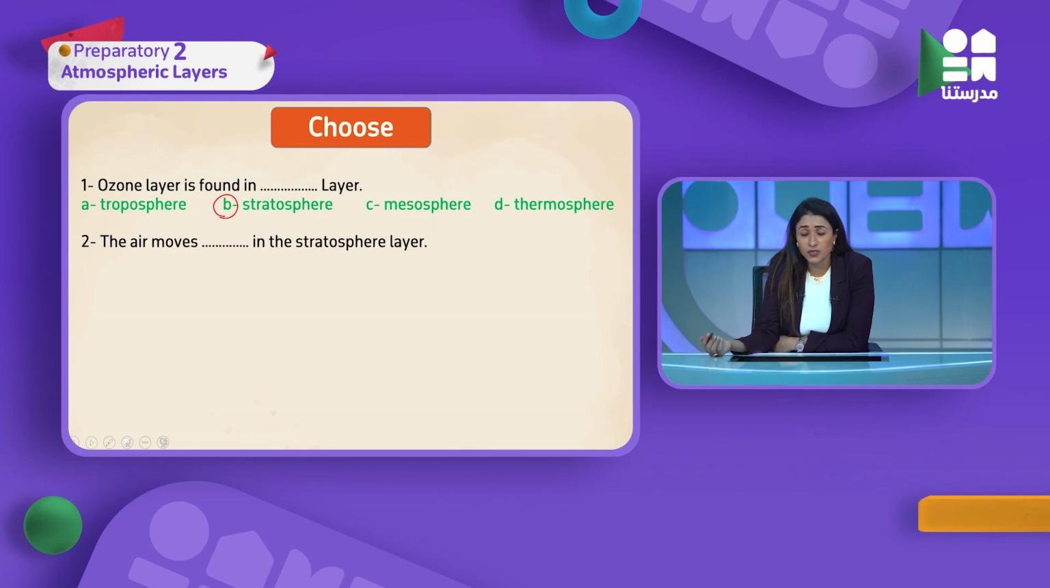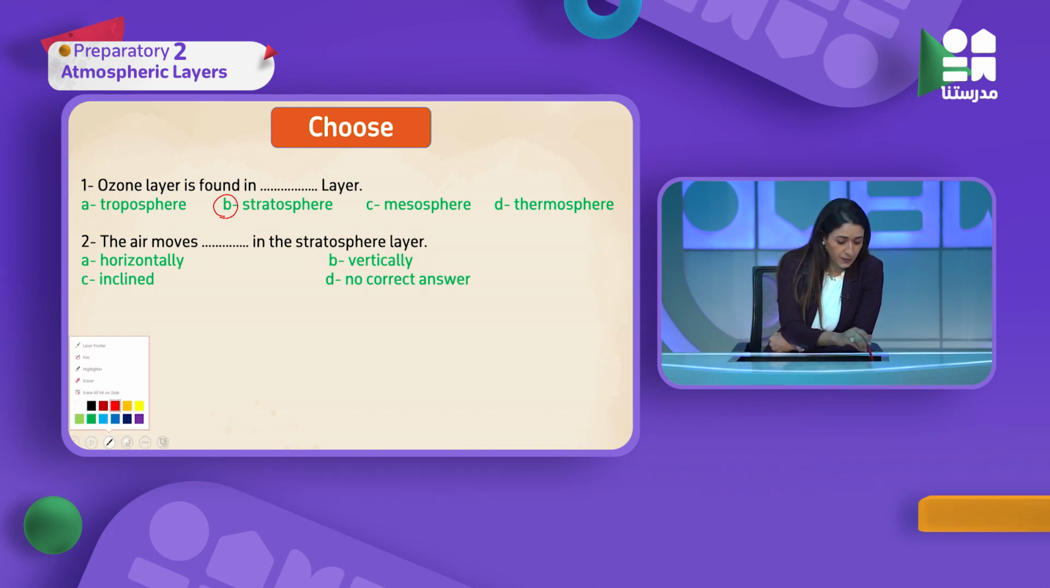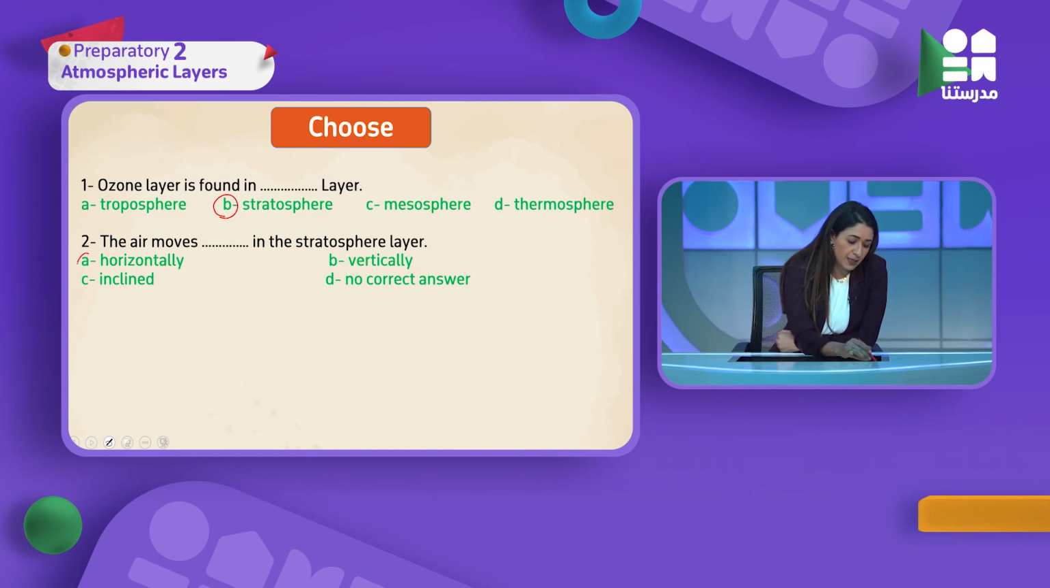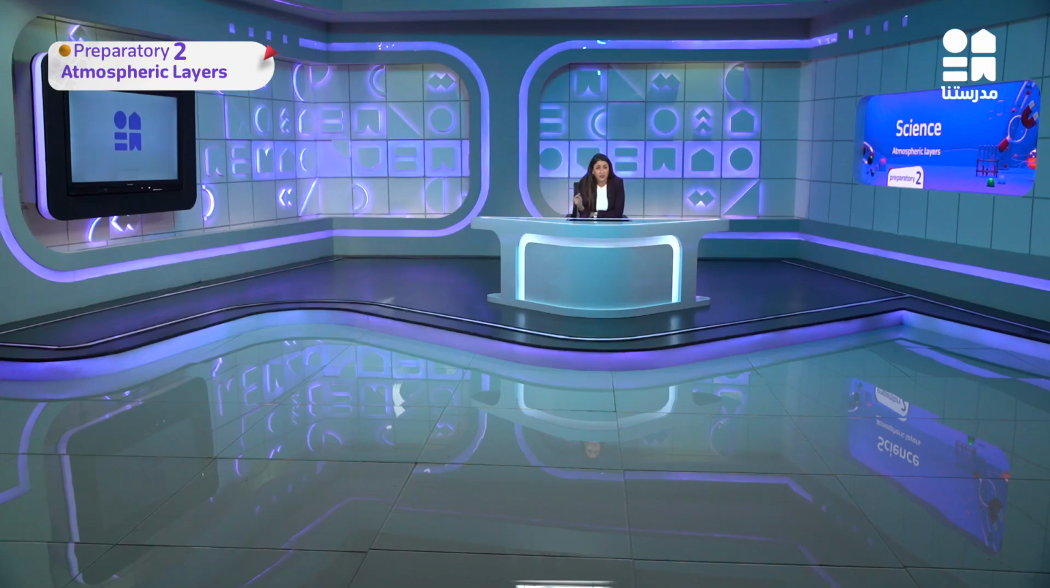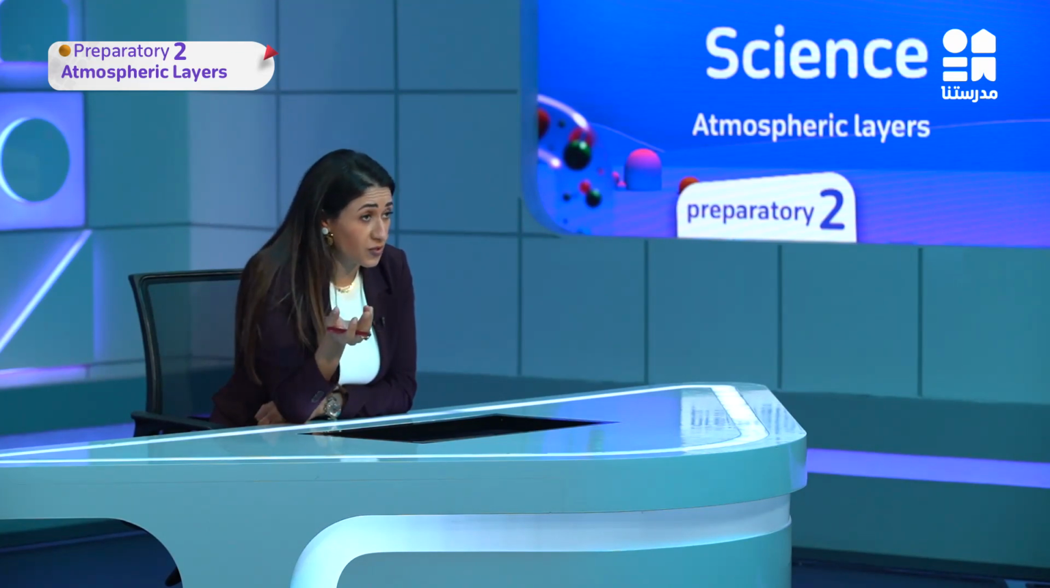The air moves، يعني ال air movement in the stratosphere layer is horizontal ولا vertical ولا inclined or no correct answer. أكيد هيبقى اختياري horizontal لأن أنا عارف إن في الستراتوسفير it is suitable for pilots to fly their airplanes. وعشان الايربلينز start flying in the stratosphere لازم الاير موفمنت يبقى horizontal not vertical. انما امتى وفي انهي طبقه بيبقى الاير موفمنت vertical؟ في التروبوسفير. Don't forget this point. Let's continue.